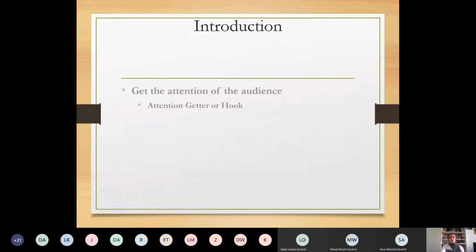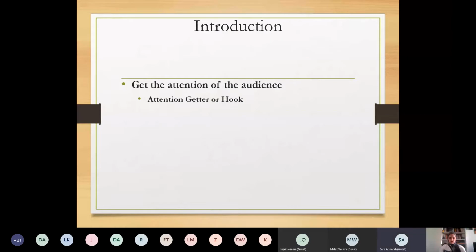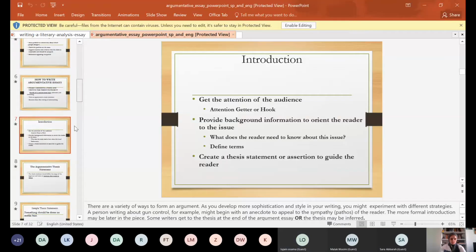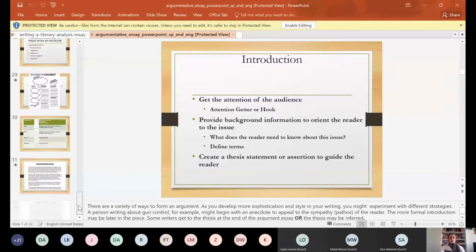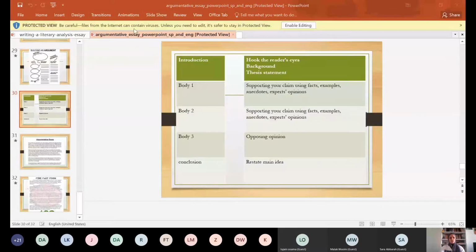Introduction. How can I write an introduction? Look here. This is the outline of my writing. I write the introduction. In the introduction, what do I start with at the beginning? Hook the reader's eyes. Question, fact, quotation. Then the background, then the thesis statement. This is the introduction. So I go back to the beginning.